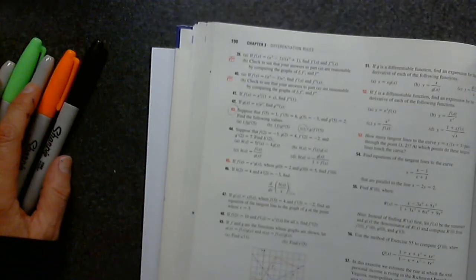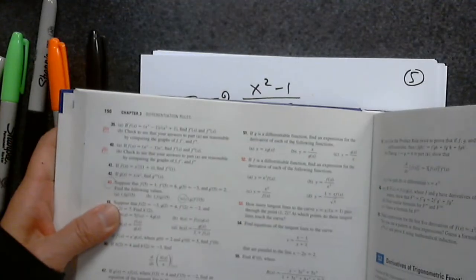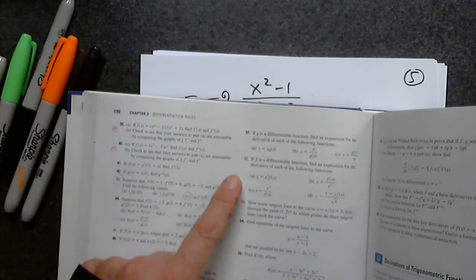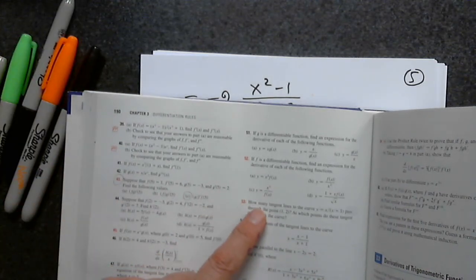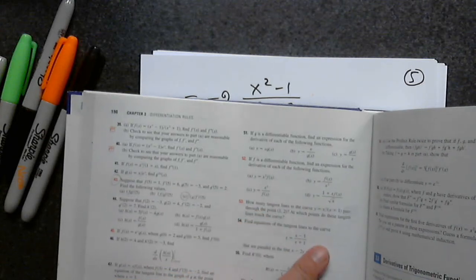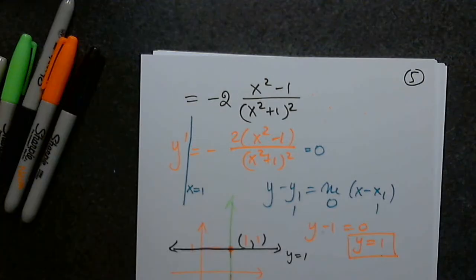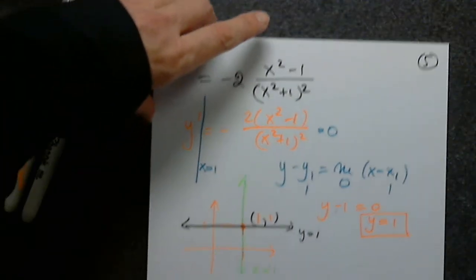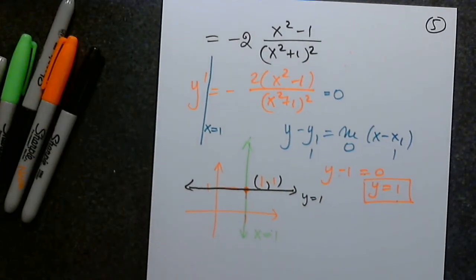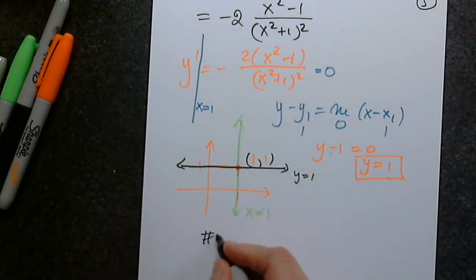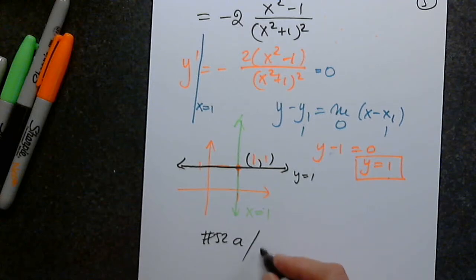Can you shift the page a little bit to the right? One of these, 52. Yes, which one? Which part? A. A, very good. x squared f of x. So let's start with 52a, on page 191.